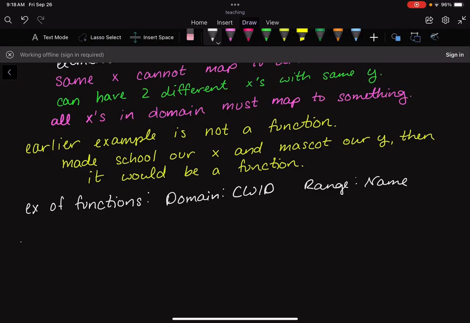Now, also with functions, we have what's called a vertical line test.